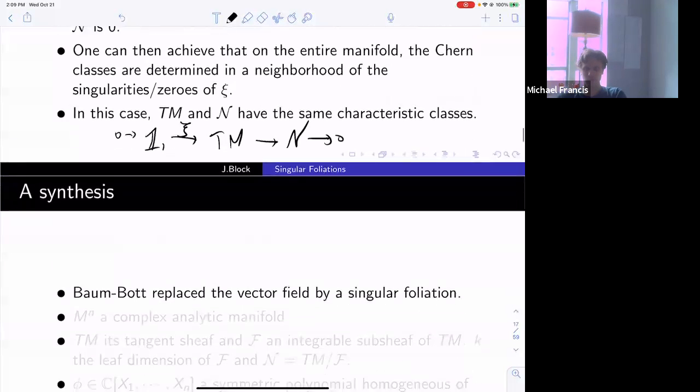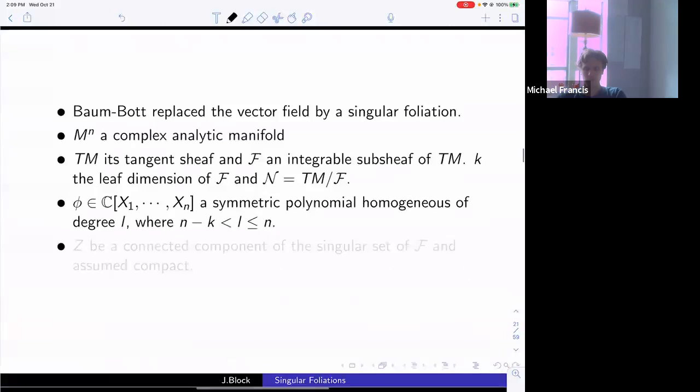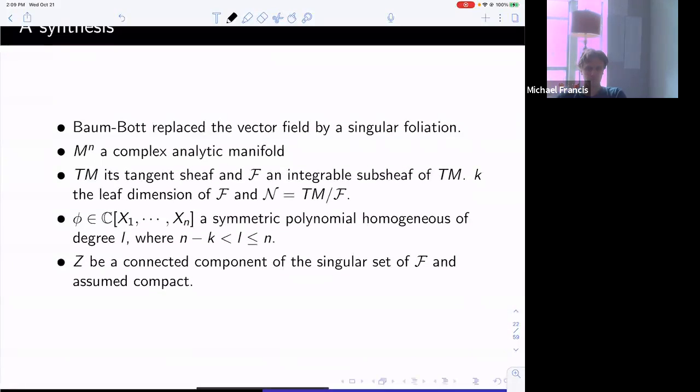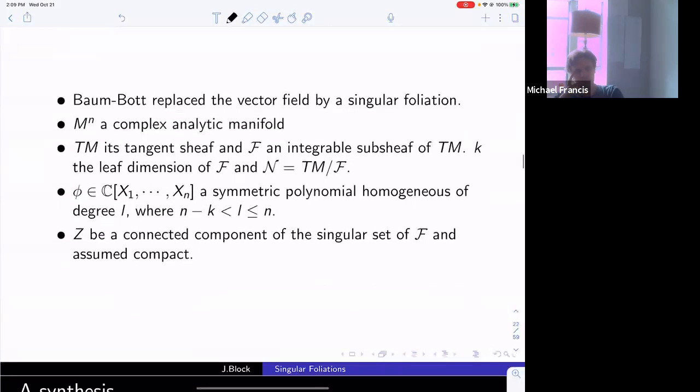Okay. So what Baum and Bott did was they replaced vector fields by singular foliations, at least in the complex analytic sense. So their theorem is this: you take a complex analytic manifold M, TM its tangent sheaf, and F an integrable subsheaf of TM. Of course, any subsheaf of TM is coherent. If you don't know what that means, don't worry about it. And then you form the normal sheaf, N equals TM mod F.